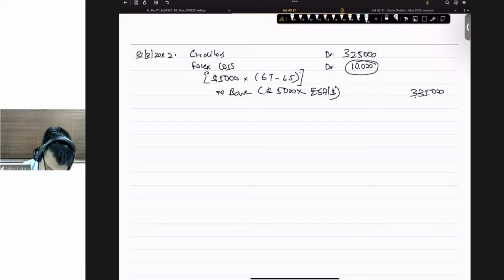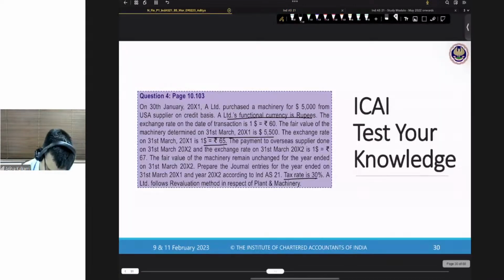So you can choose to take this as the balancing figure, or even if you don't take it as a balancing figure, you can always calculate it. So creditors account debit, to bank, forex loss. So $5,000. Now that takes care of the payment of creditors. Moving on to the next part.